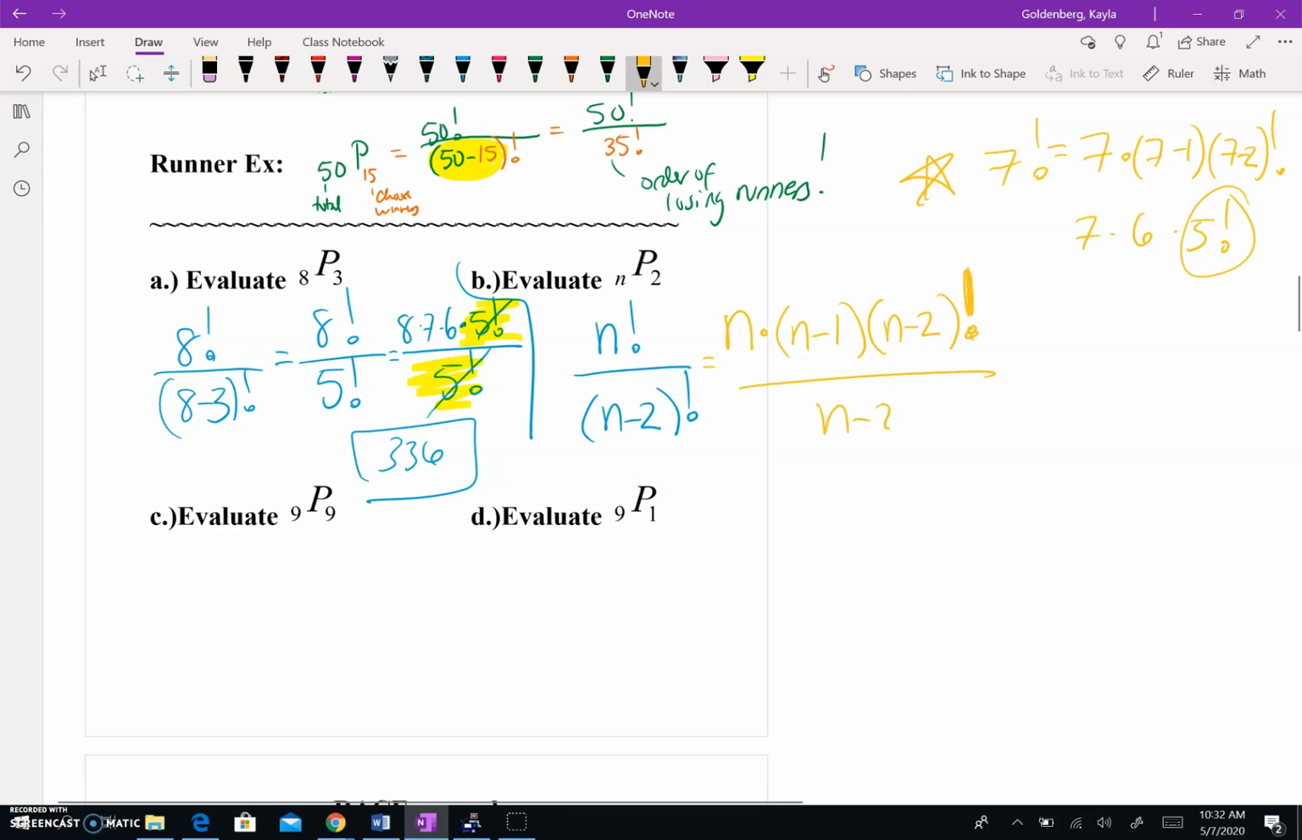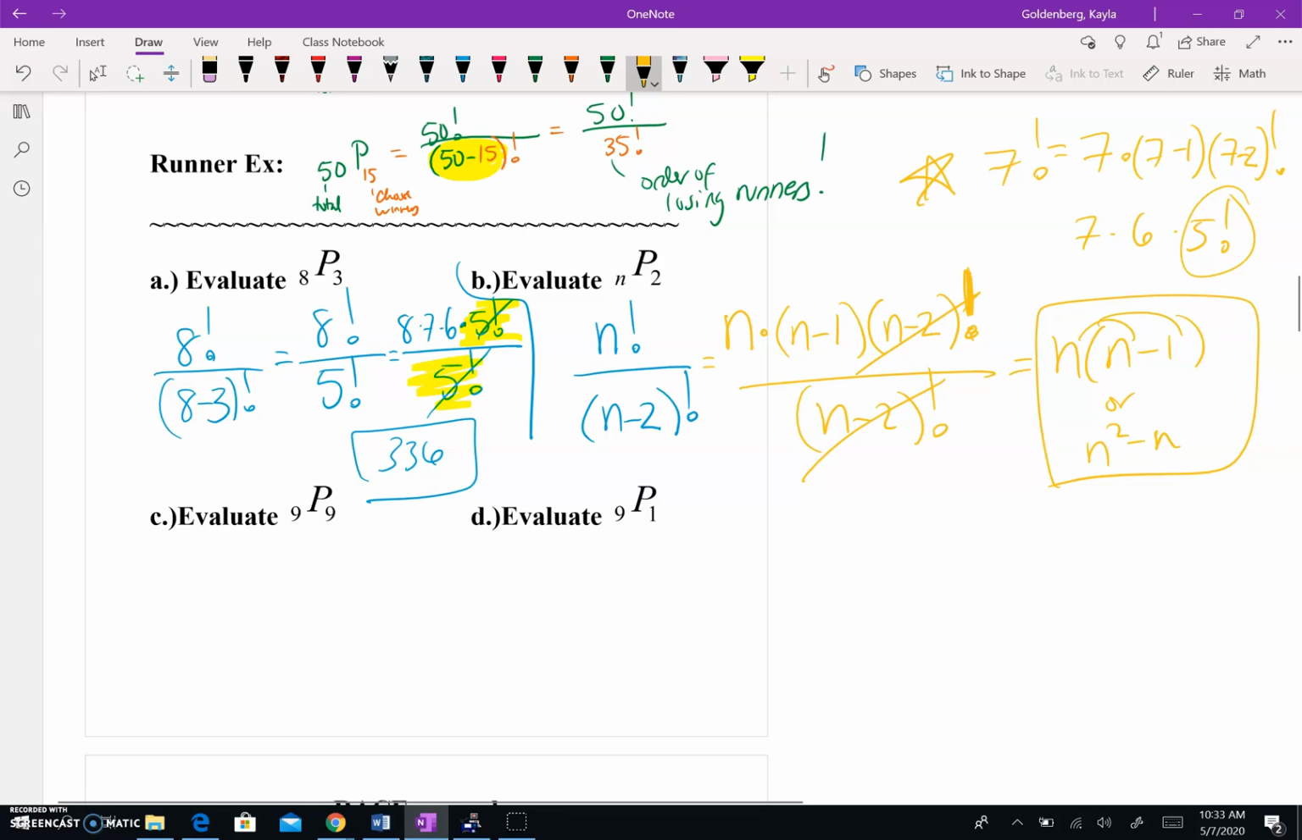Now notice that matches with what we had on the bottom. So these two cancel out and we're left with just n times n minus 1. Or if we distributed that, it would be n squared minus n. So that one's a little bit more algebraic. I wouldn't worry too much about this one. I would worry about understanding A, C, and D, because those are the key big ideas.